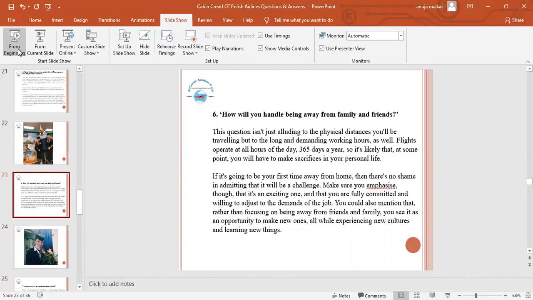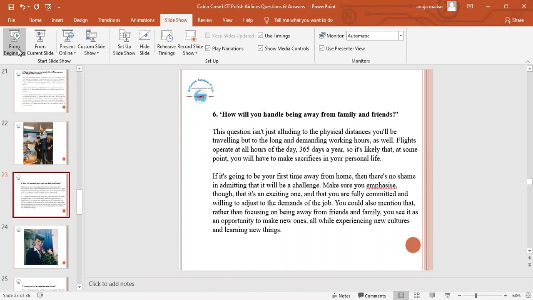Let's see. This question isn't just alluding to the physical distances you'll be traveling, but to the long and demanding working hours as well. Flights operate at all hours of the day, 365 days a year. So it's likely that at some point you will have to make sacrifices in your personal life. So you need to show them that you are willing to make these sacrifices with a smiling face.